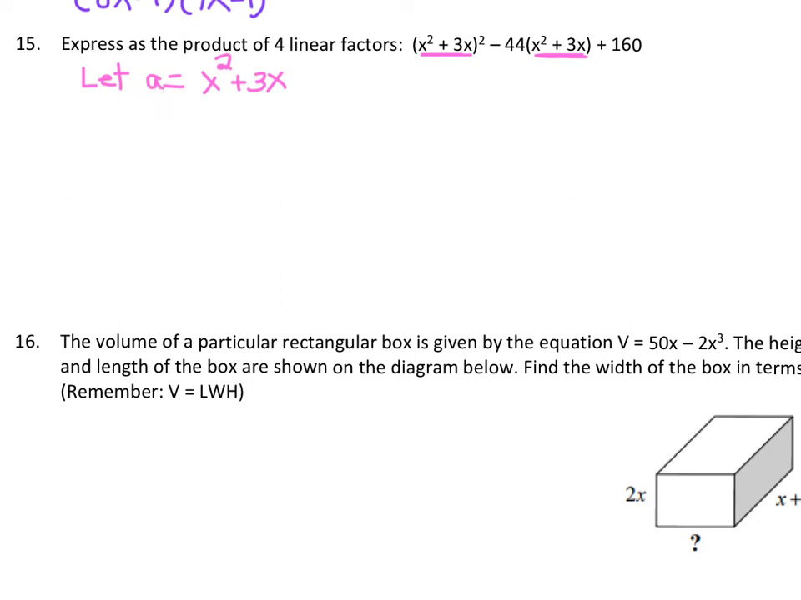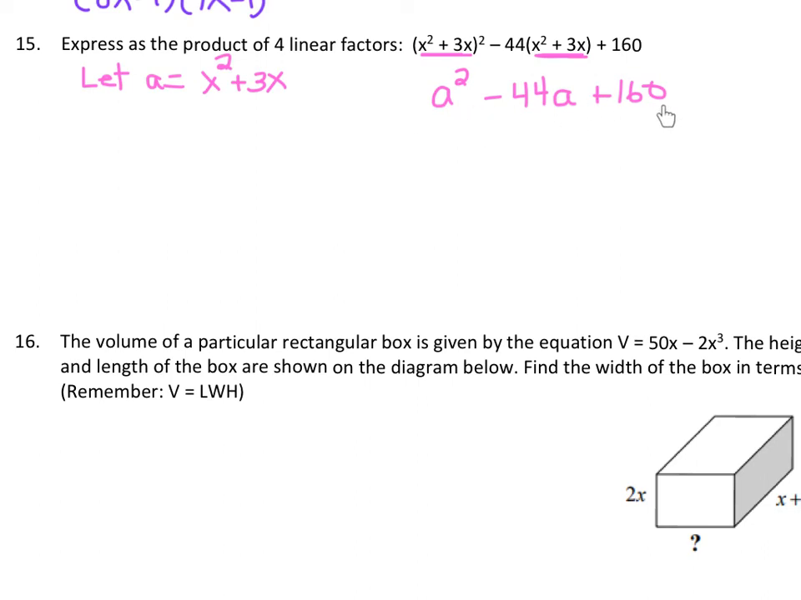All right, so I'm going to rewrite this as a squared minus 44a plus 160. Again, since we said we're going to let a be x squared plus 3x, wherever we see an x squared plus 3x, I'm going to replace it with an a and bring down the squared. Then I bring down the minus 44, and look, I see another x squared plus 3x, so I replaced it with an a, and then I brought down the plus 160.